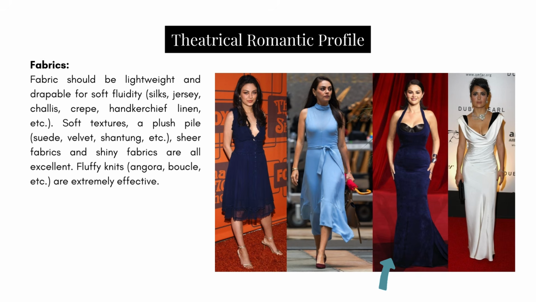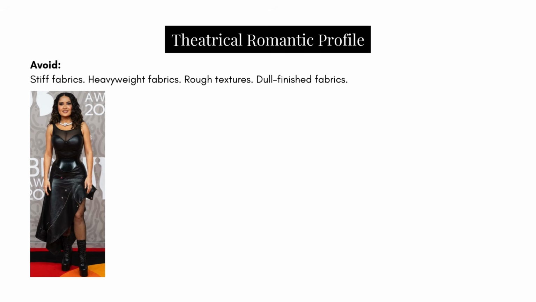Selena's dress has more of that plush, lush, and rich texture. It's like a blue velvet, and it's absolutely wonderful on her. And Salma Hayek's dress is somewhere in the middle in terms of weight, but it has that beautiful ability to drape around her body. You can see that in the neckline and in the waist, and it has that fluidity to it. So this is what to go for with this type, and they all look great in these looks.